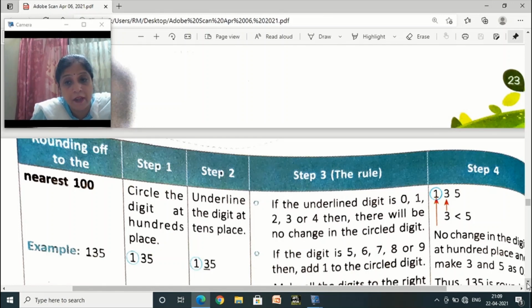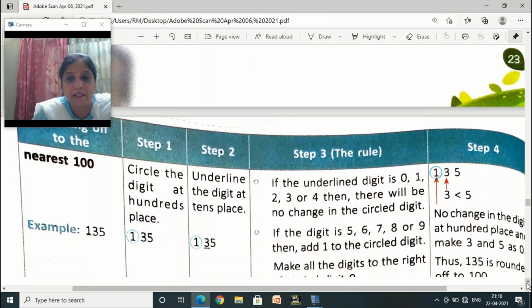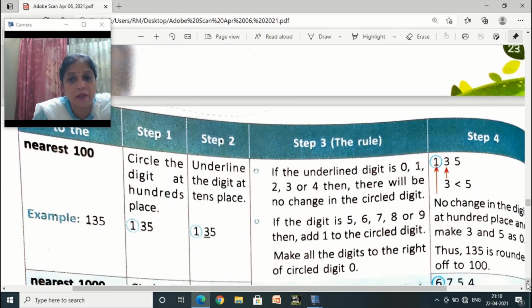Now if the underlined digit is 1, 2, 3 or 4, then there will be no change in the circled digit. And the same rule applies: if it is 5, 6, 7, 8 or 9, then add 1 to the circled digit, and make all the digits to the right of the circled digit 0.